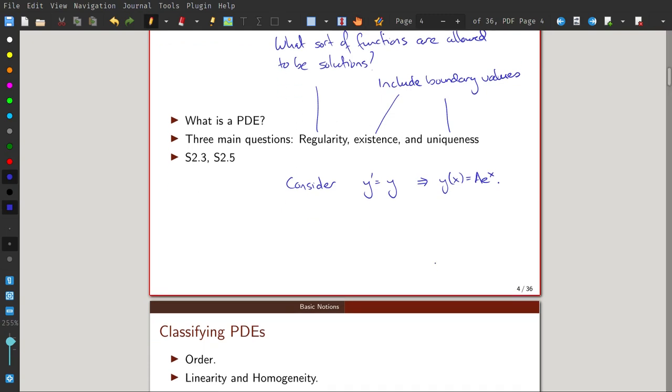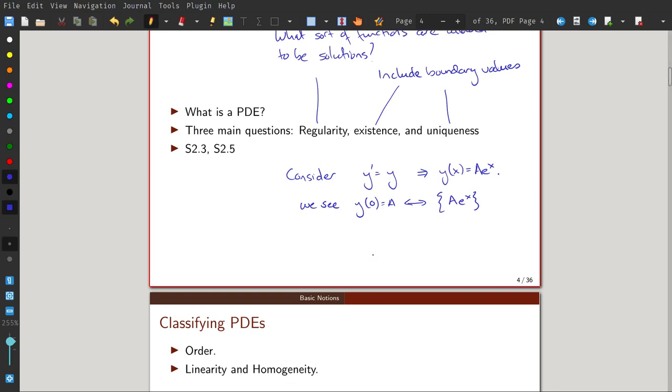What I mean is, we see that the boundary value, y of 0, which in this case is a, is in one-to-one correspondence with the set of solutions a e to the x. So by saying that we give, in this case, a boundary condition of the value of the function at 0, this is making it into a unique problem. Right? If we just consider the equation, then there are many solutions. If we impose this sort of boundary condition, then we have a unique solution.